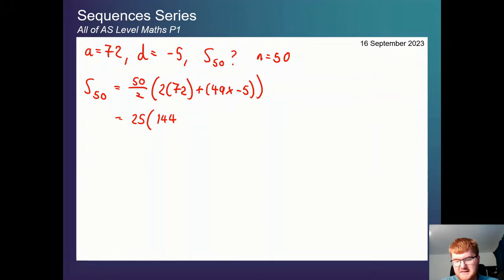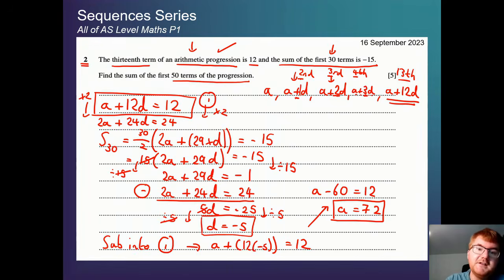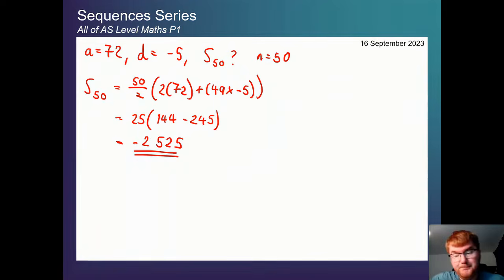49 times -5, so minus 245. Again, we can just pop this straight in the calculator at this point, or a little bit earlier. Both are absolutely fine. And we get our final answer here, minus 2,525. And that then gives us all 5 marks for this particular question.